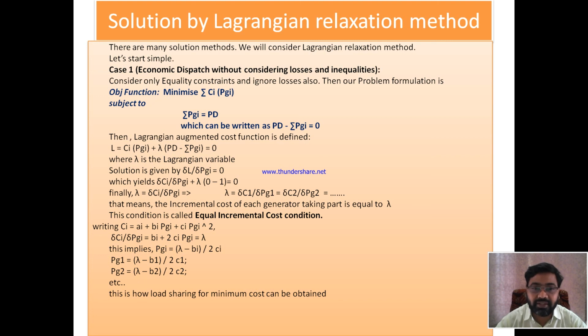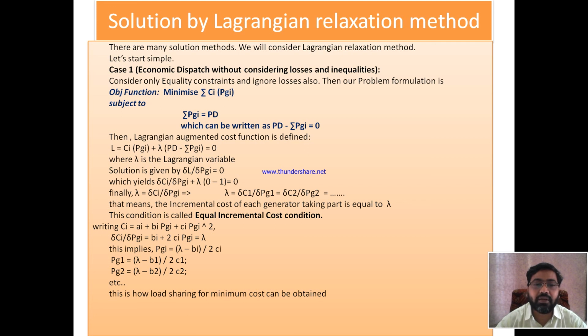In words, you can say that if you want the power generated to be of least cost, you should operate all the generators such that each generator has the same incremental cost. ICi is equal to lambda, in other words. Incremental cost IC1 should be equal to IC2, IC3, up to the number of generators you have. All the incremental costs should be the same for achieving the least cost.